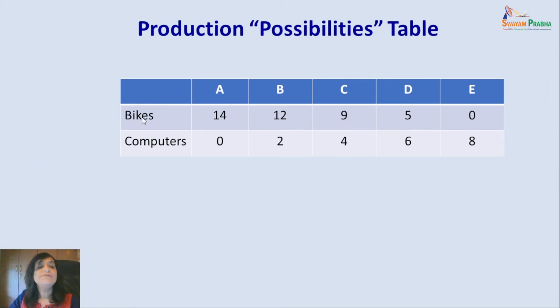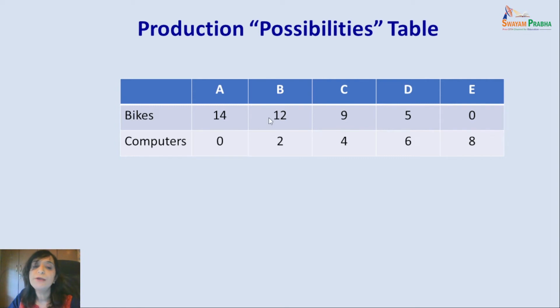So let us say we have two goods to be produced, bikes and computers. With the available resources and the available technology, you have various options of producing bikes and computers. All these 5 points which we are seeing show you various combinations of these two goods which can be produced. For example, the first combination A is telling us that we can produce 14 bikes and 0 computers. That is, when you're producing 14 bikes, you are not producing any computer.